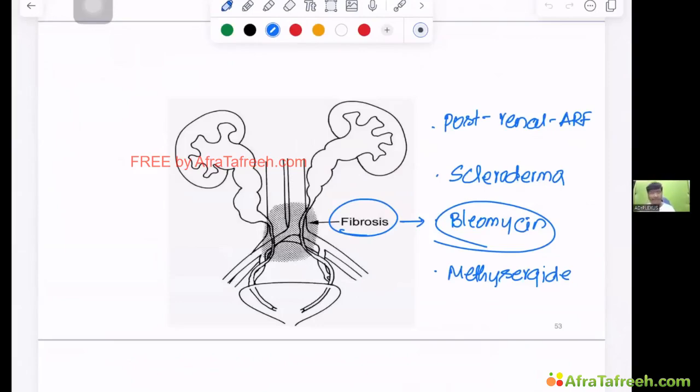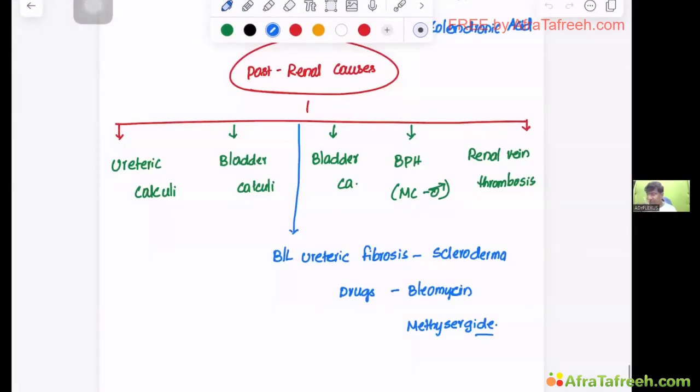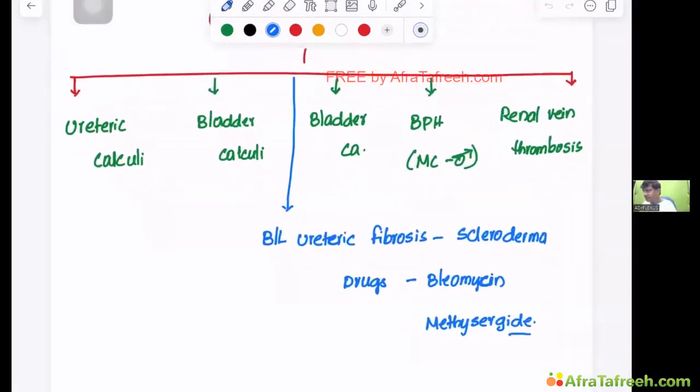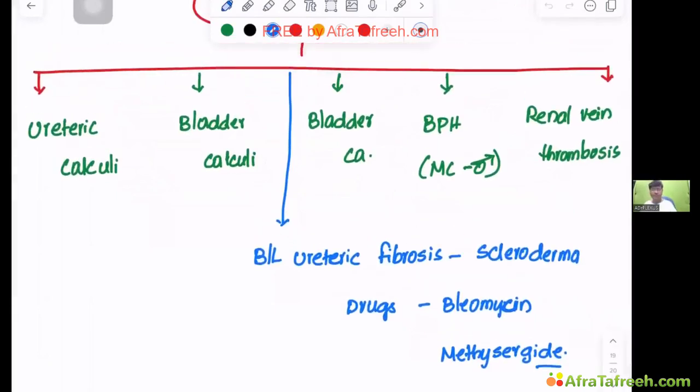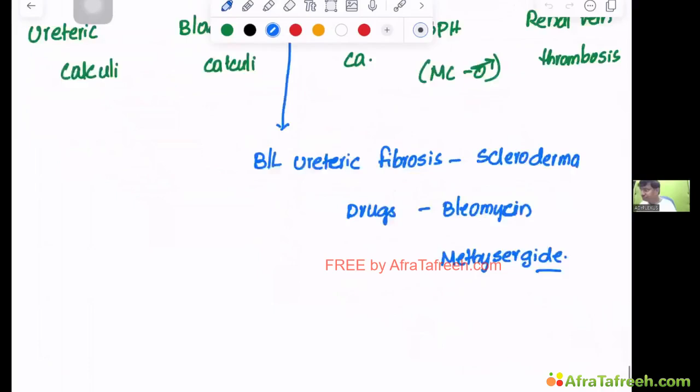Right, so this is the picture of bilateral ureteric fibrosis. Both the ureters have been completely fibrosed. Right. Next, we will try to take up the discussion of the prerenal, the differences. Postrenal, it is very easy for you to make out, that is by the presence of obstruction outside the kidney, that is ureteric calculi, bladder calculi, bilateral ureteric fibrosis, bladder carcinoma, benign prostatic hyperplasia, and then renal vein thrombosis.